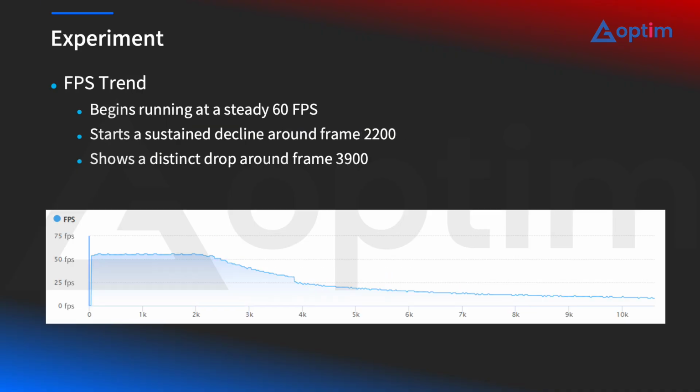We can also look at FPS. Initially, the system can maintain 60 FPS because the GPU can still handle the load. But around frame 2200, FPS starts to drop.